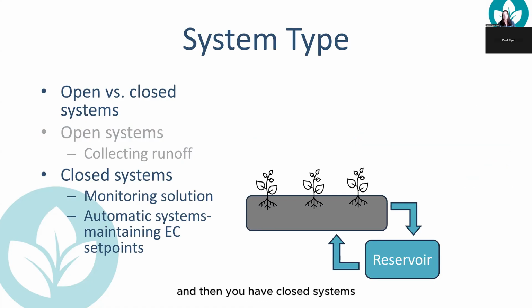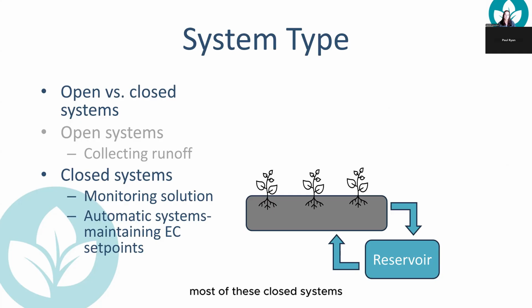And then you have closed systems, which is a little bit more ideal for slightly shorter term crops and crops that aren't going to go through multiple life stages like your leafy greens. In a closed system, you're going to mix a nutrient solution in a reservoir. It's going to flow out and be applied to your plants. And then it's going to be recaptured and recirculated through the reservoir.